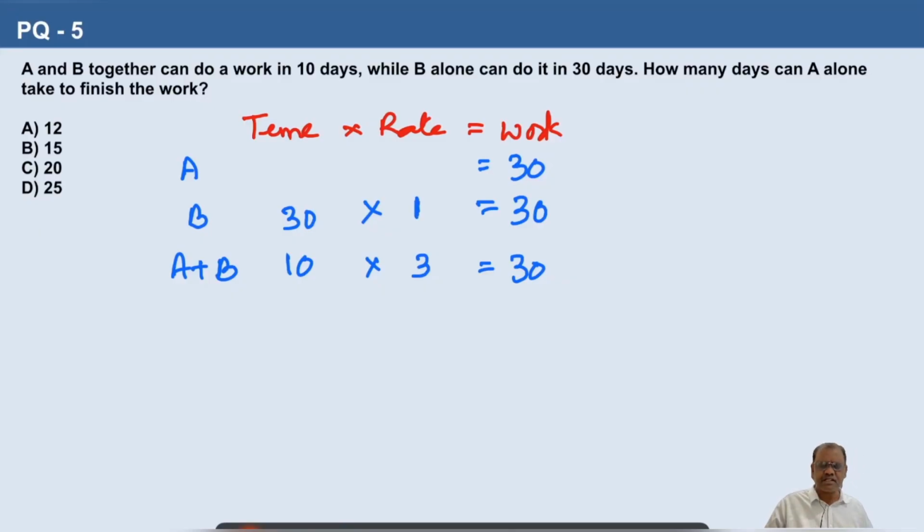So efficiency of A and B is 3 units and B alone is 1 unit. So if you subtract 3 and 1, 2 units is the rate of A. So total 30 units, working 2 units per day, A can complete the work in 15 days. So A will take 15 days to complete the work. Option B is the right answer.